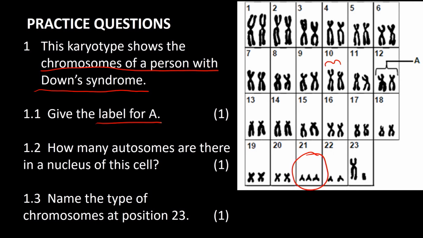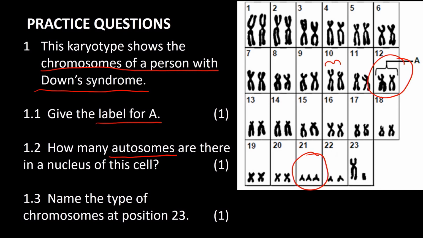Okay, the questions usually start off with fairly straightforward questions to check, do you know your terminology? For example, what is the label for A, which would be homologous chromosomes? Then, how many autosomes? And this checks, do you know what autosomes means? And autosomes are the 22 pairs of ordinary body characteristics, or the chromosomes that control the ordinary body characteristics. Then the type of chromosomes found at position 23, those would be the sex chromosomes or the gonosomes.